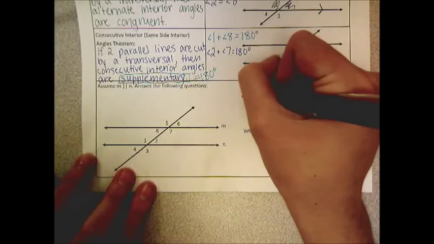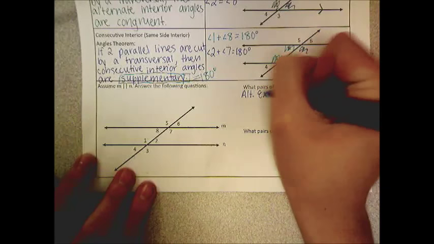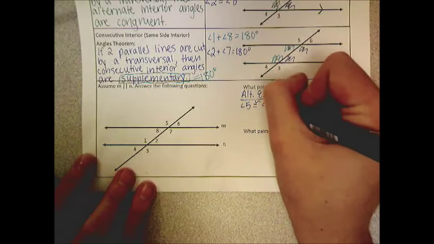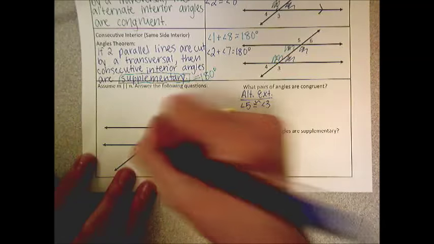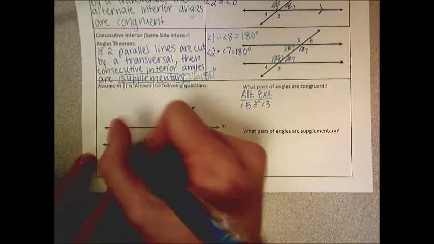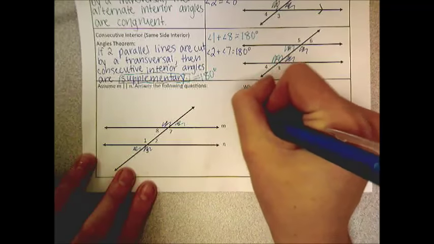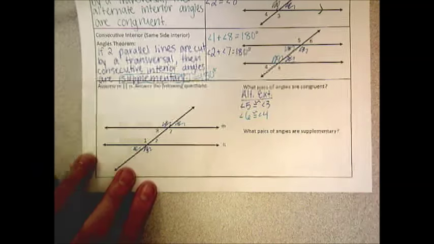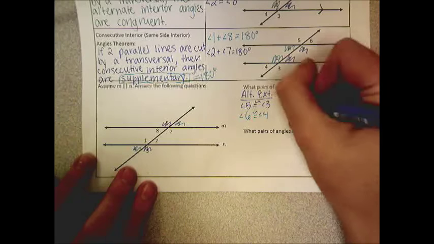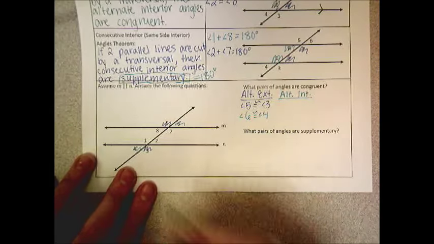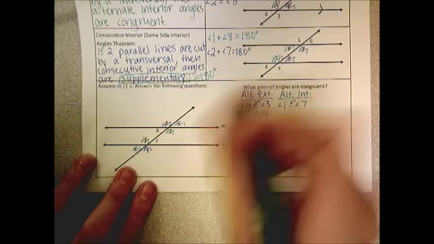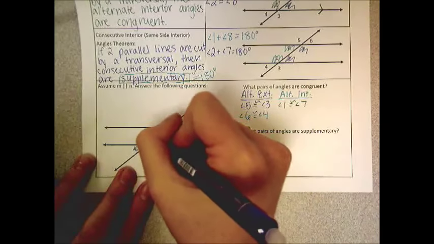So I'm going to start with the alternate exterior. I'm going to write this here just so you can tell. Our alternate exterior are 5 and 3. You can color this, but it might get a little colorful, a little confusing. 5 and 3, and 6 and 4. Our alternate interior are also going to be congruent. So that is 1 and 7, and 2 and 8.